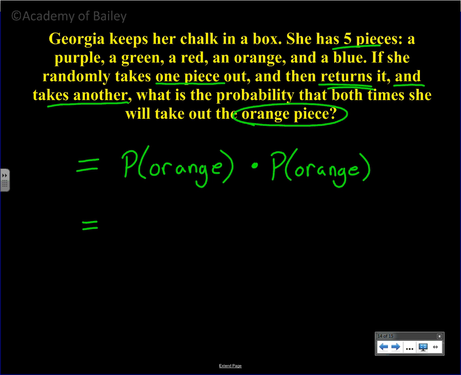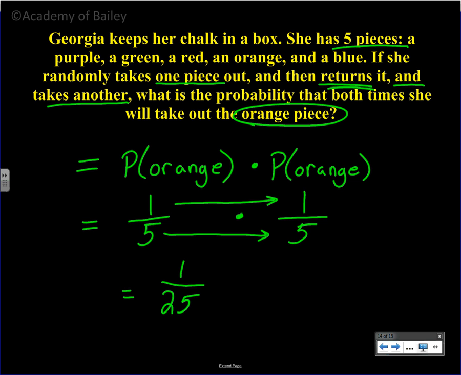Probability of an orange piece of chalk, well, there are 5 pieces total. 1 of them is orange. 5 pieces total, multiplied by, remember, she returned the first piece, so there's still 1 piece of chalk in there that is orange, and there are still 5 pieces of chalk in the box. Multiply the top numbers. 1 times 1 is 1. Multiply the bottom numbers. 5 times 5 is 25. And this is equal to 4%. So the probability that she pulls out 2 pieces of chalk and it is orange both times is 4%.